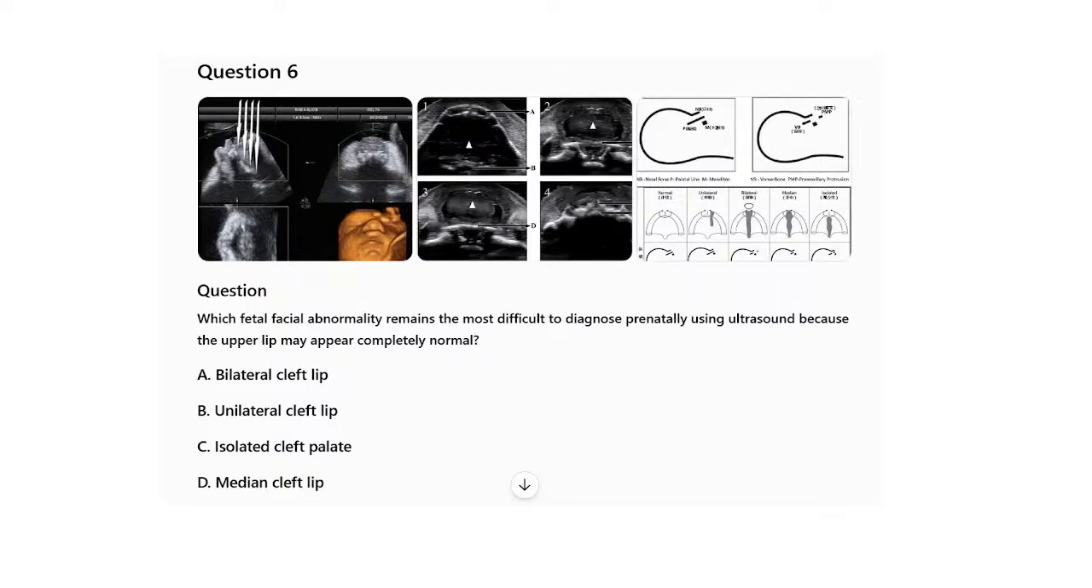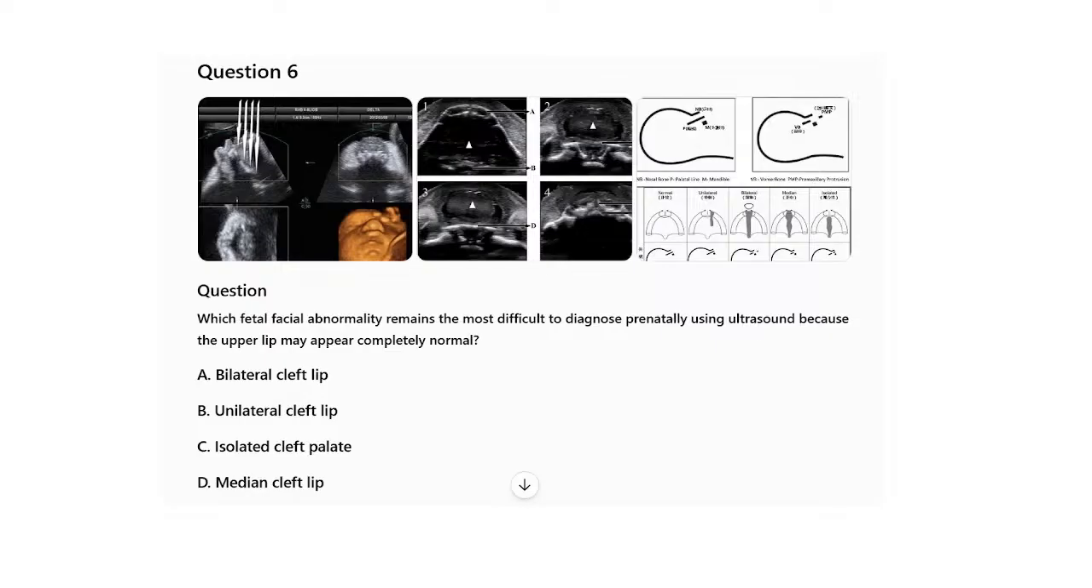Question number 6. Which fetal facial abnormality remains the most difficult to diagnose prenatally using ultrasound because the upper lip may appear completely normal? A. Bilateral cleft lip. B. Unilateral cleft lip.